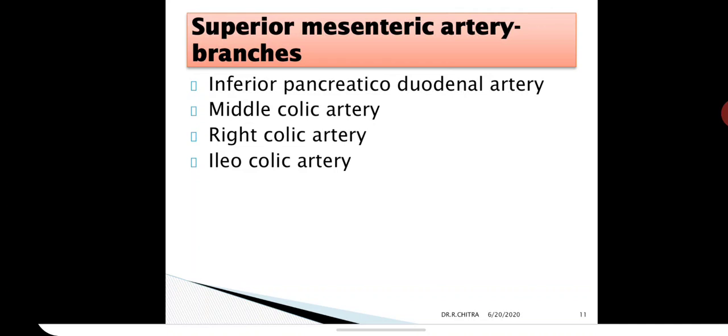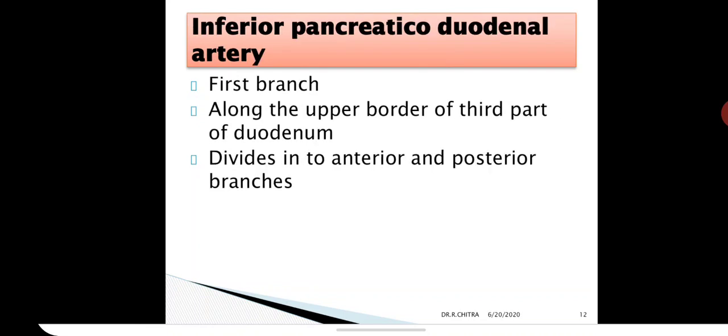From the concave right side, the following branches arise. Inferior pancreaticoduodenal artery, it is usually the first branch of the superior mesenteric artery. Then the middle colic artery, right colic artery, and ileocolic artery. It is the first branch, inferior pancreaticoduodenal. Superior pancreaticoduodenal, can you recollect? In the celiac trunk class, we have seen. Yes, it is the branch of gastroduodenal artery.